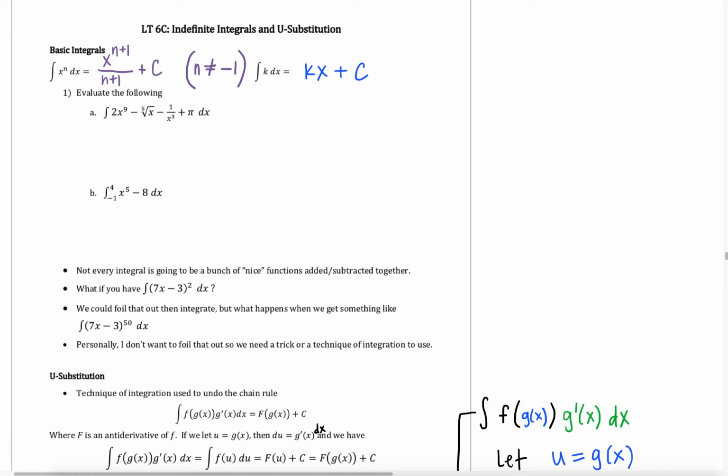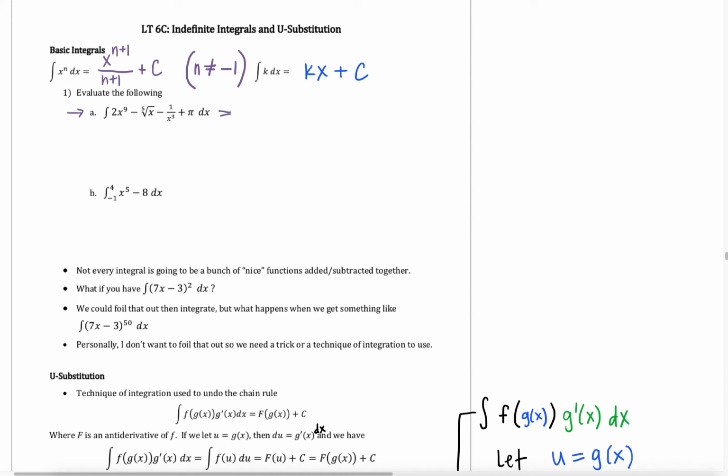The other basic integral that we learned in our last section was if I integrate a constant, that is equal to that constant k times x, and again plus c since I don't have any bounds. Down below in our first example, we have two warm-up problems here. Why don't you pause the video right now and complete the integral in part A, and then we'll check it together. So in this first integral, we have 2x to the 9th minus the 5th root of x minus 1 over x cubed plus pi dx.